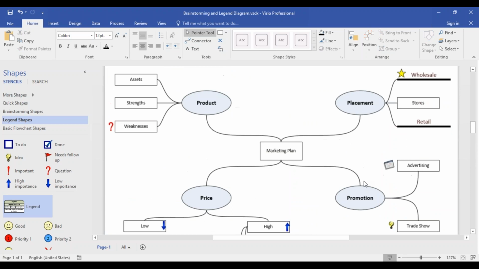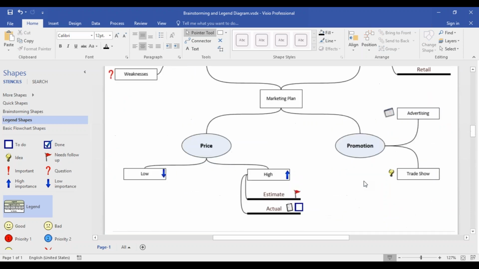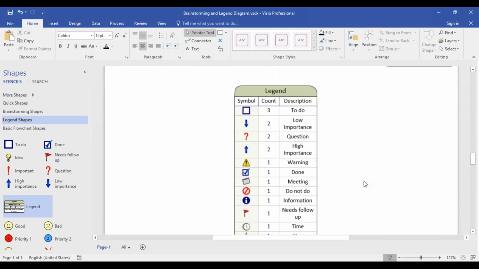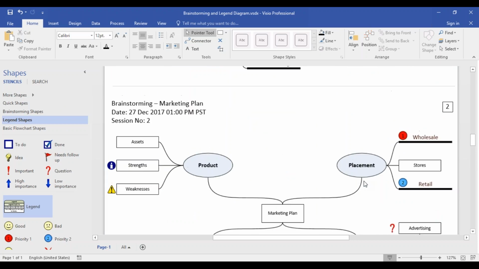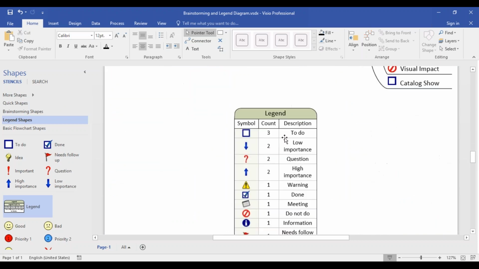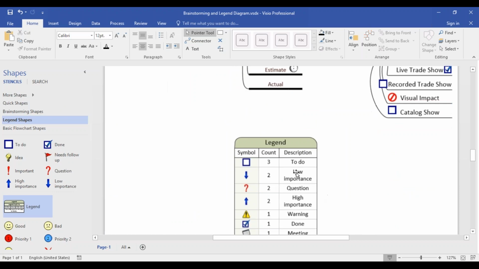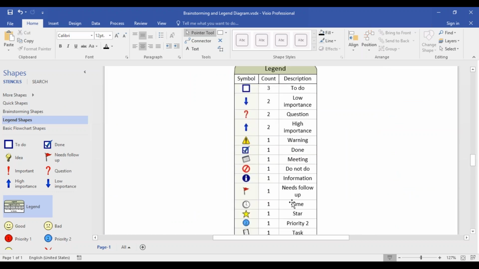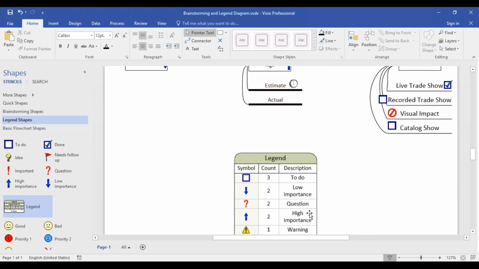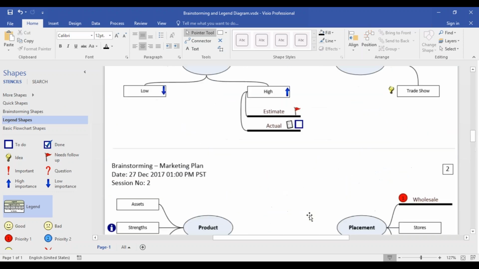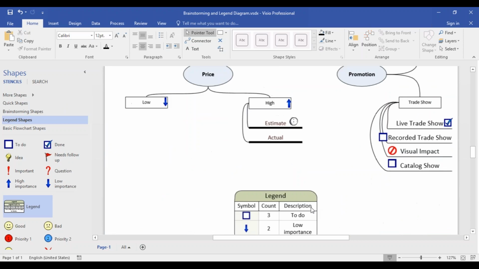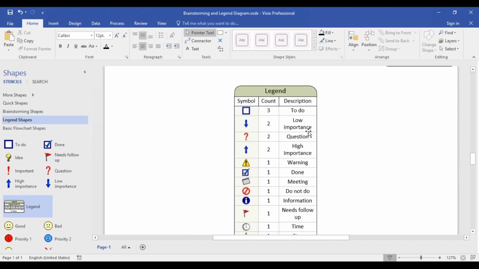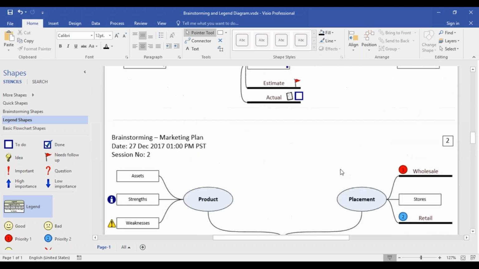Instead of writing a lot of text, sentences and paragraphs, it is an easier way to represent n number of such brainstorming sessions. If you think your end user knows the symbols that you've used, you don't have to use this legend. Otherwise, it is a good practice to create a legend so that the end user can refer to what you're talking about, because it has an explanation here on the right hand side. Question, low importance, to do, high importance, warning, done, meeting.